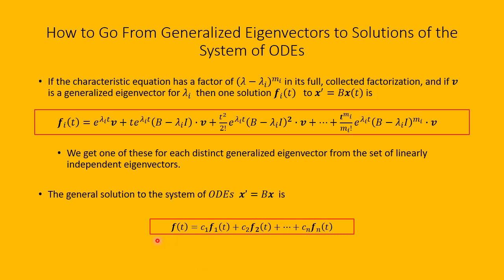The general solution to x prime equals B times x is this: arbitrary constant c1 times the solution f1, plus an arbitrary constant c2 times f2, plus all the way through an arbitrary constant c sub n times f sub n. So this will give us the general solution to x prime equals B times x. If we have an initial value problem, we can use the initial conditions to determine what c1, c2 through cn are.